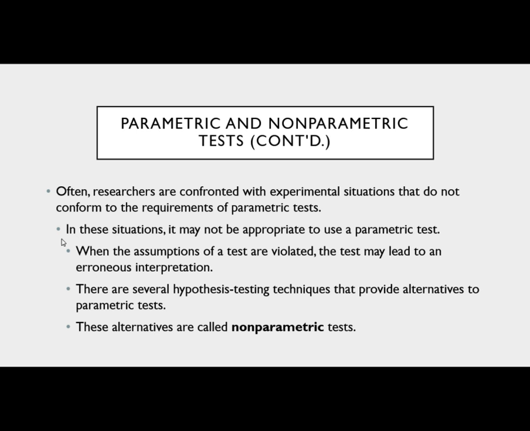But often researchers are confronted with experimental situations that do not conform to the requirements of parametric tests. In these situations, it may not be appropriate to use a parametric test. So, for example, when the assumptions of a test are violated, the test may lead to an erroneous interpretation. There are several hypothesis testing techniques that provide alternatives to parametric tests, and those are called non-parametric tests. Now, in this chapter, they've done chi-square, goodness of fit, and test of independence, and Fisher's exact test, and McNemar's test. They are non-parametric tests.